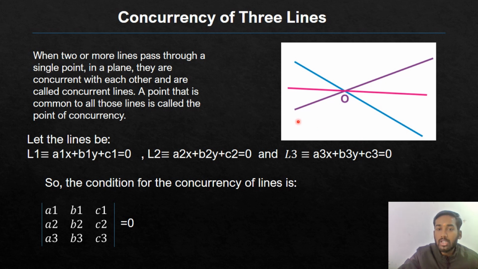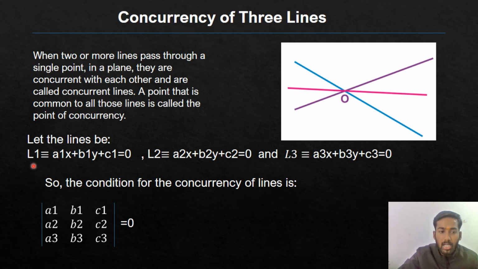Now concurrency of three lines. You can clearly see on the figure what concurrency means: if three or more lines are intersecting at a single point, then we can say that concurrency occurs, and the point common to all of those lines is called the point of concurrency.